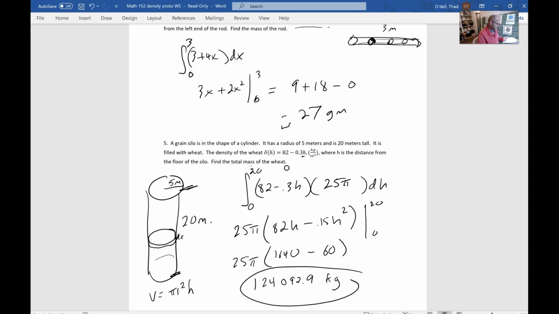Okay, so there are some fun density problems that we can use integration to find some total value, total weight, or total trees, or total something.